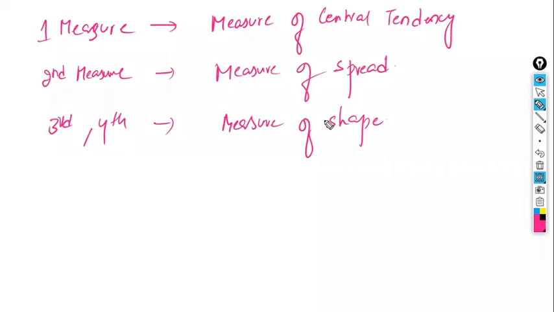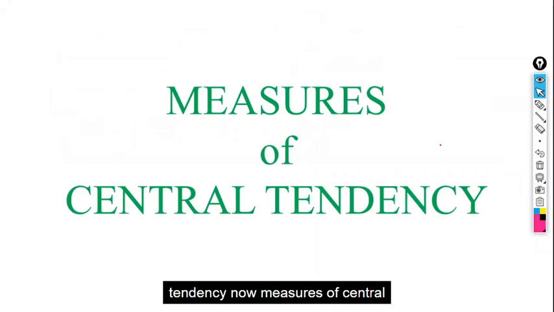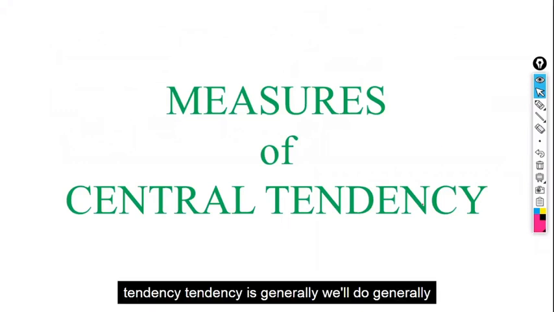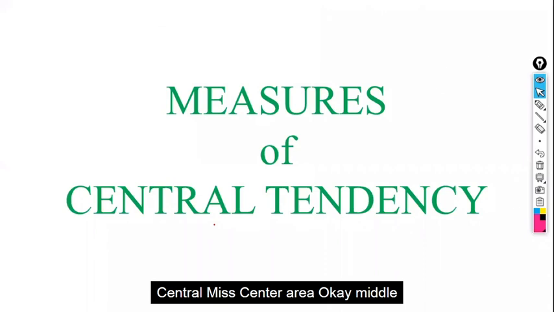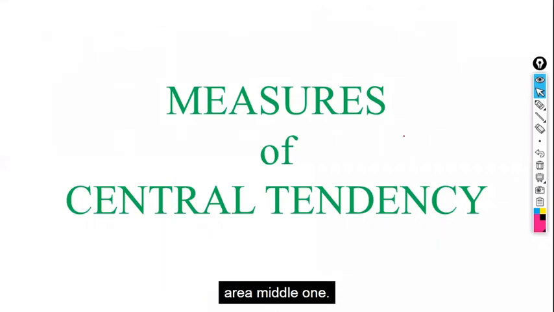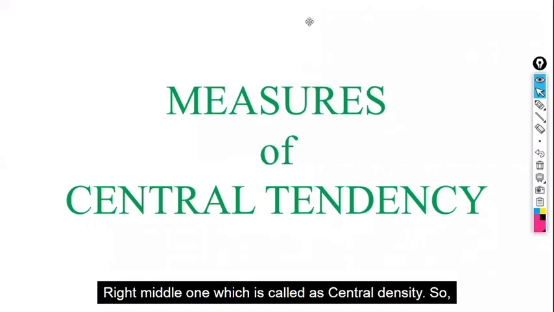Right? So let us start with the first one, called measures of central tendency. Measures of central tendency means tendency, generally. Central means center area, the middle area, the middle one, which is called central tendency.